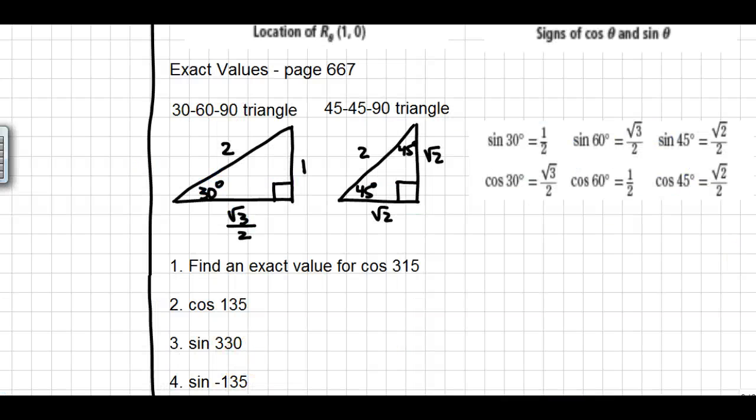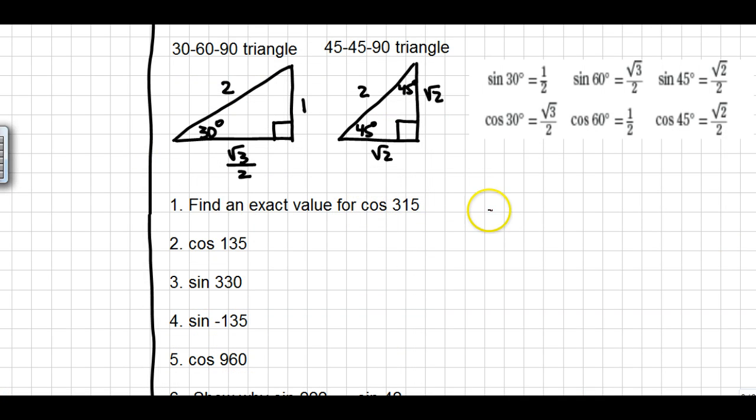So if you're asked to find the exact value for cosine of 315, first thing you're going to think is that cosine is an x value, and 315 ends in a 5, so I know it's going to be square root of 2 over 2. The only other thing I need to worry about is whether or not it's going to be positive or negative. The cosine at 315 is in quadrant 4. Since it's the x value in quadrant 4, I know it's going to be a positive result.